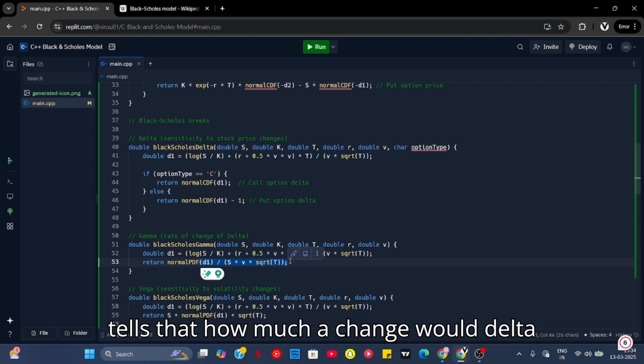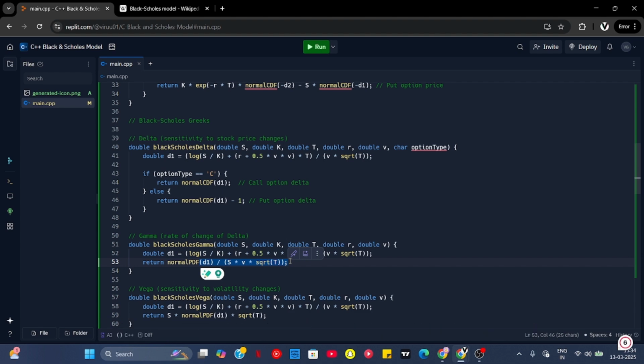Gamma tells how much change in delta would take place after the stock price moves.